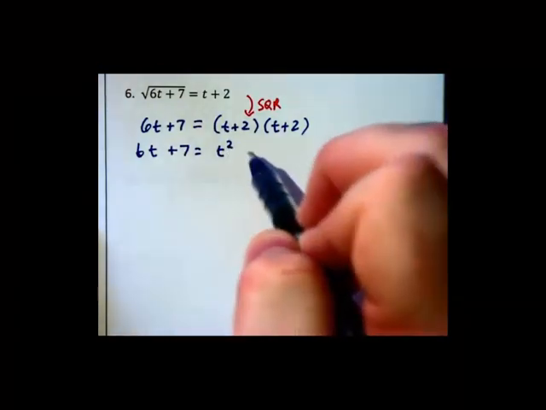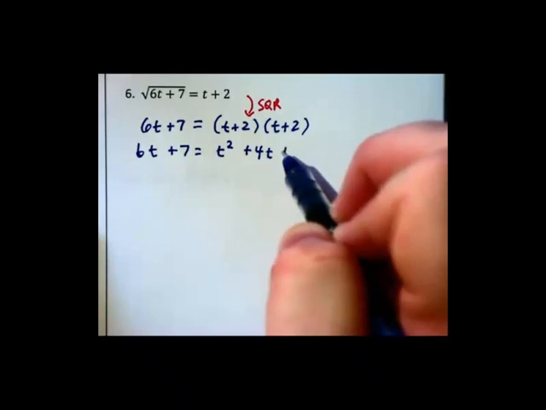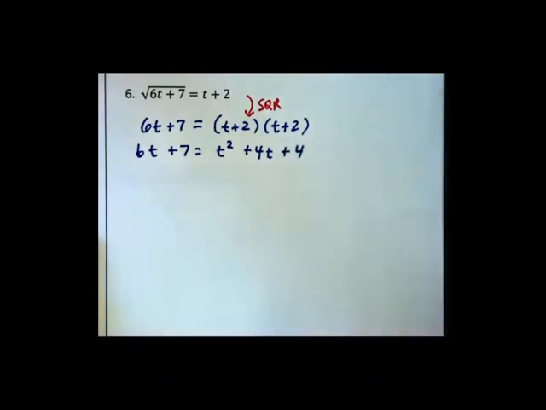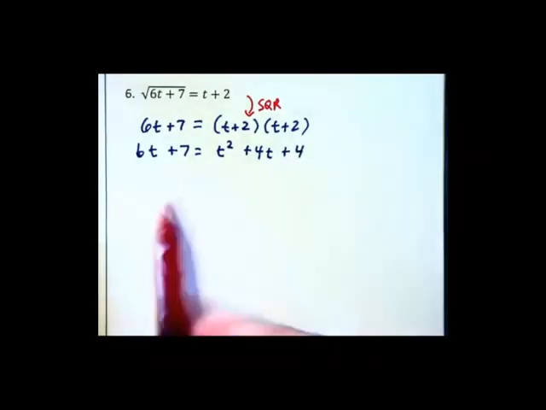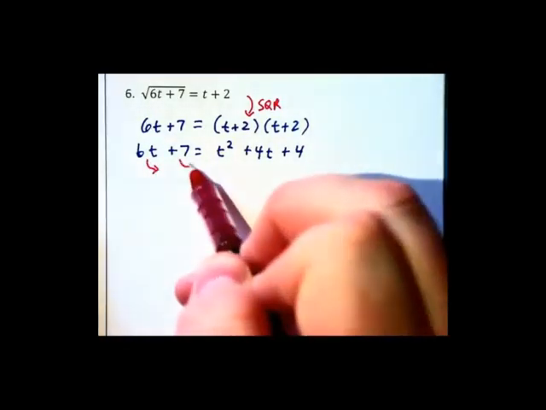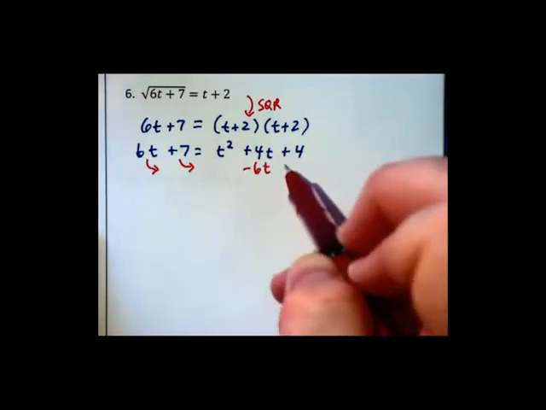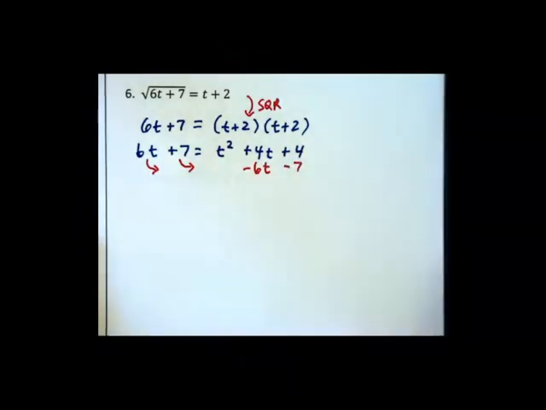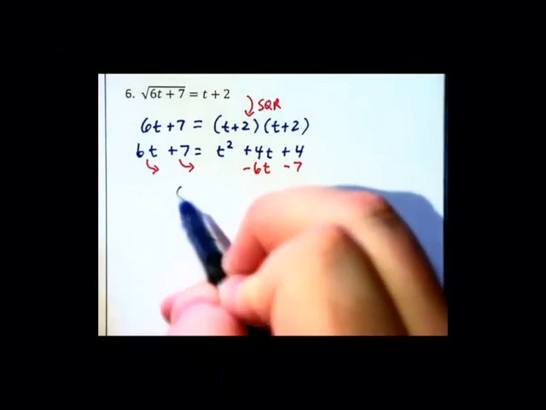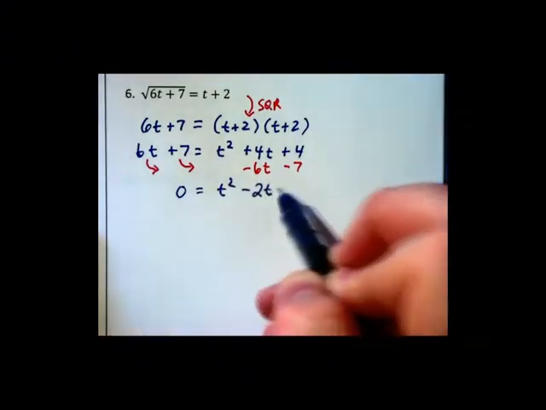Outer and inner are both 2t, and they add together to make plus 4t, and the last term of FOIL is positive 4. Because this is a quadratic equation, I want to set this all equal to 0, so I'm going to subtract off the 6t on each side and subtract off the 7 on each side. The left side is 0, and we have t squared minus 2t minus 3.